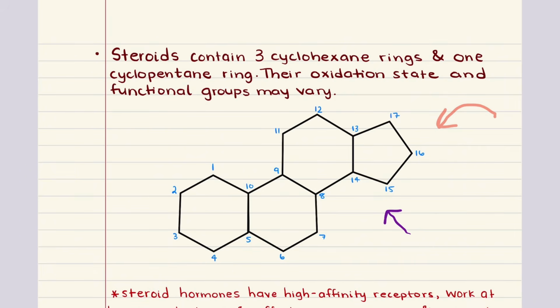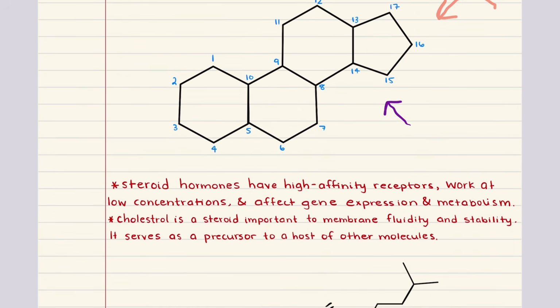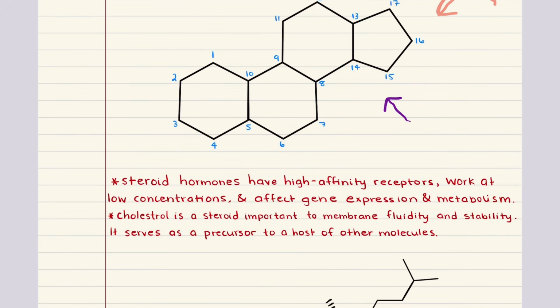And while the core is always the same, the oxidation state and the functional groups attached to it can vary widely. This variability is what gives rise to the diversity of steroid hormones like testosterone, estrogen, and cortisol. These hormones differ in their side chains, but they all share the same base structure.